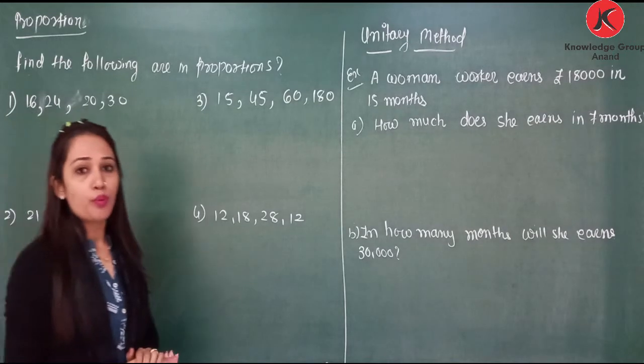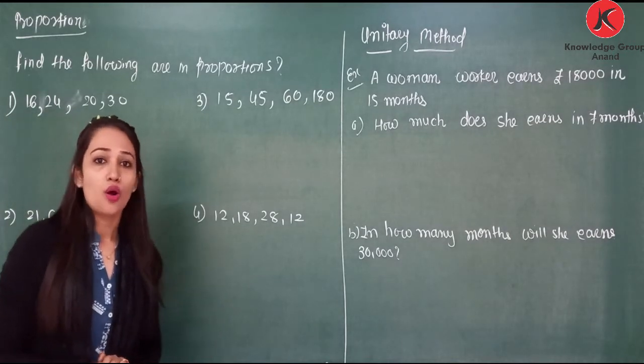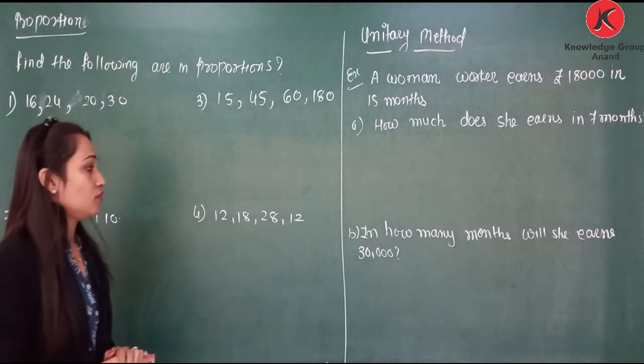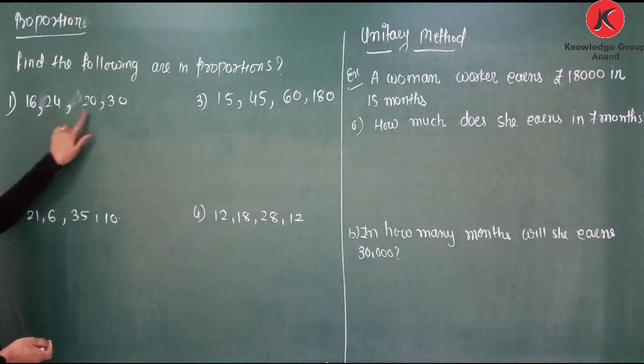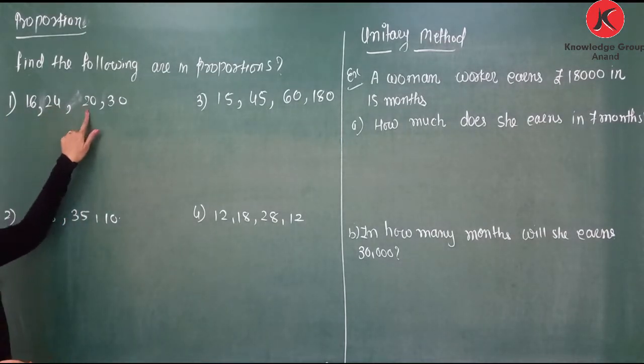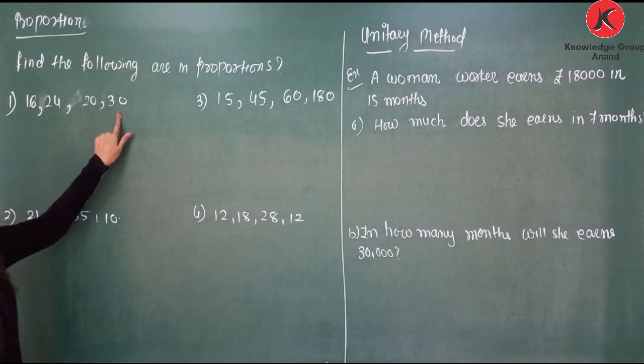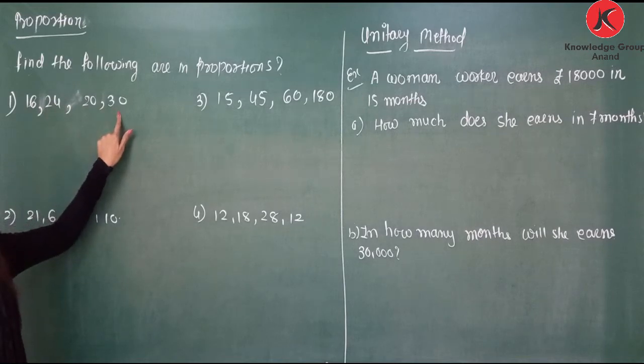Also we learn some important things in proportion, that is the middle terms and extreme terms. If the numbers are in proportion, then the numbers that are in the middle are the middle terms, and the first and fourth terms are the extreme terms.